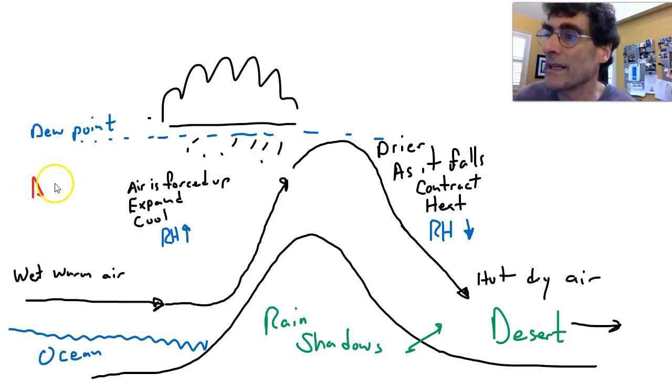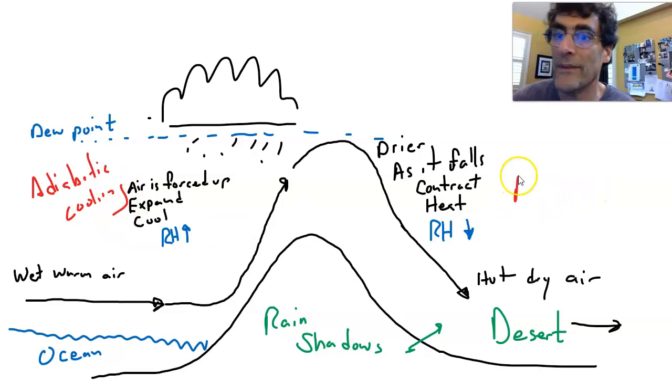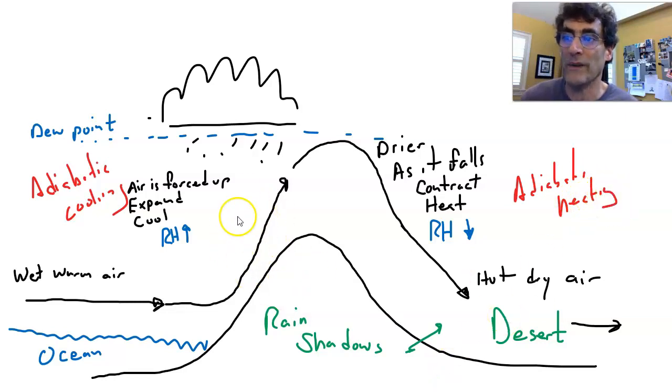So this is adiabatic cooling on this side, right? And we have adiabatic heating on this side. We got rain over here, and we got desert over here. I think that stuff's beautiful. You can understand a lot more when you look at a map when you understand this. That's it.